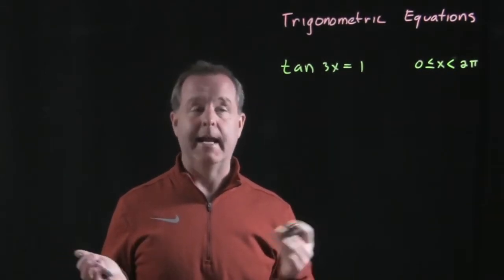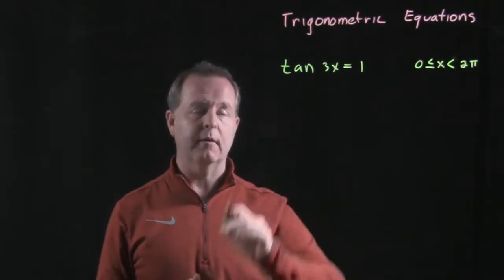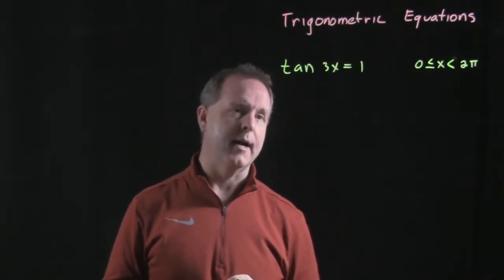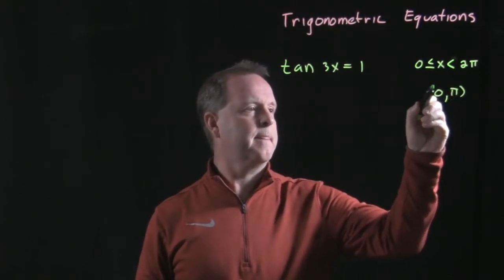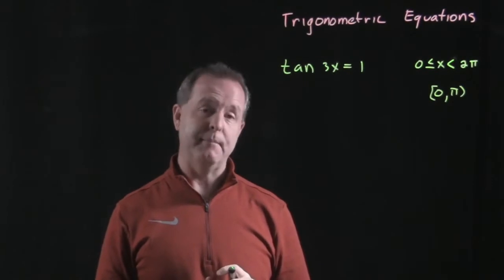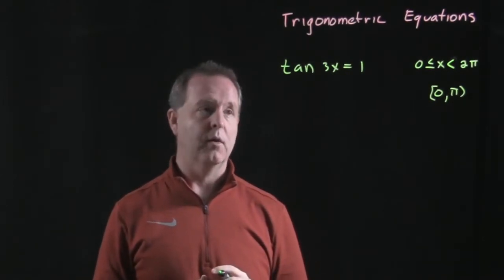Well, where is the tangent equaling 1? That's one question we want to ask. And we also want to be careful, what's the period of tangent? The period of tangent was from 0 to pi. So I just might make a little note to myself right now so I don't forget. And so where is the tangent of 1 on that period? The tangent of 1 occurs at the value of pi fourths.